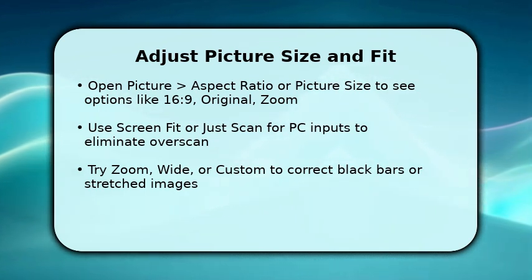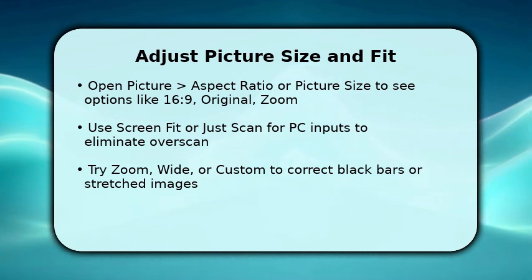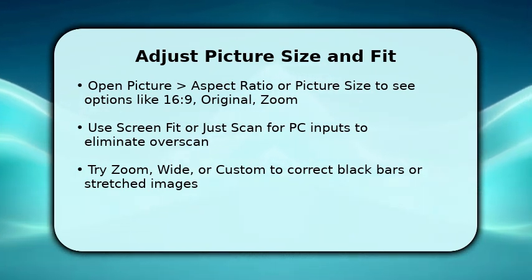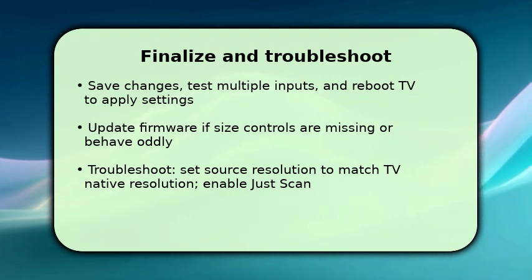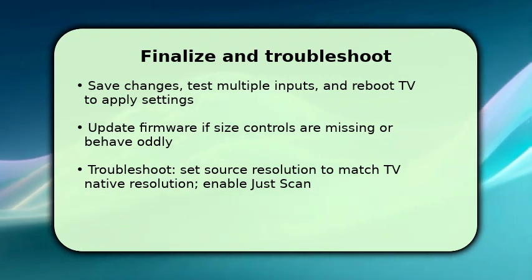Finish by saving your adjustments and testing with different inputs and content types. Make sure each input retains the preferred picture size. If changes don't stick, reboot the TV and recheck firmware. Update it if menu options are missing.